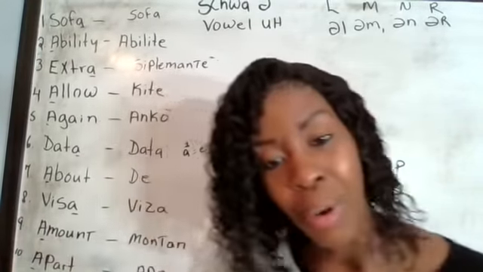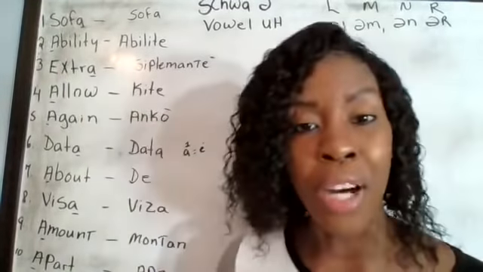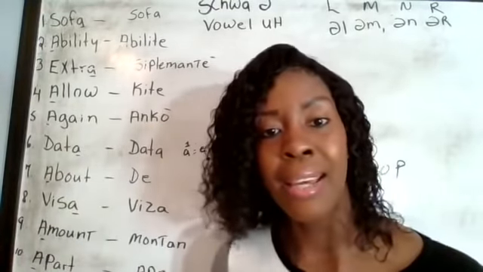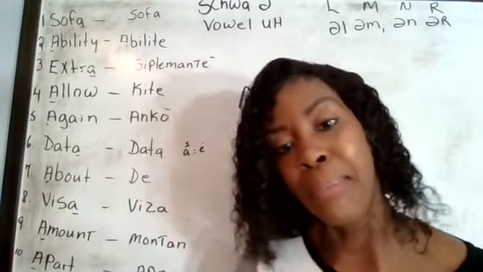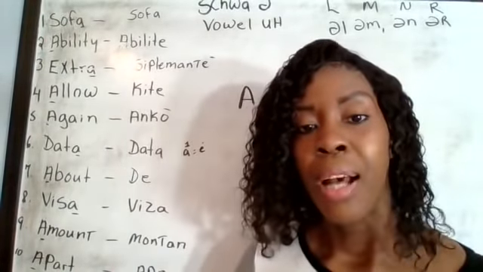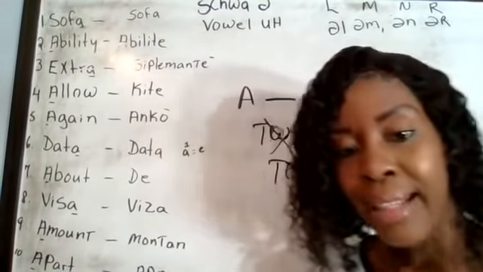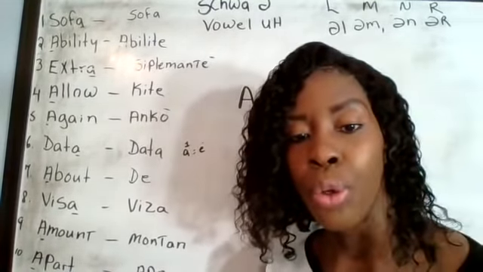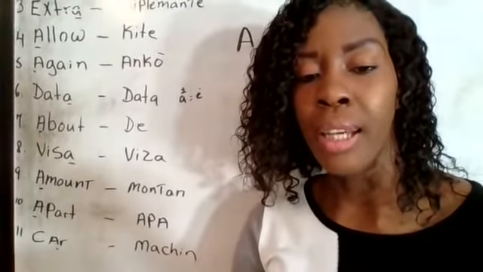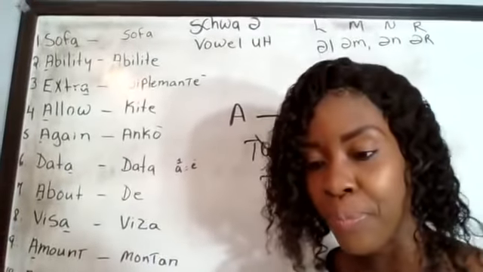Okay? Again, I'm going to go over this one more time. Listen up. Sofa. Ability. Habilité. Extra. Supplémentaire ou bien extra. Allow. Quitter. Again. Encore. Data. About, de. Visa. Amount, montant. Apart, à part. Car, machine.